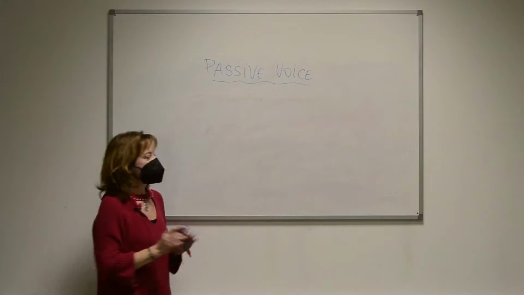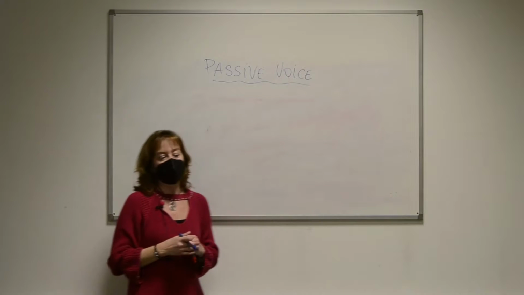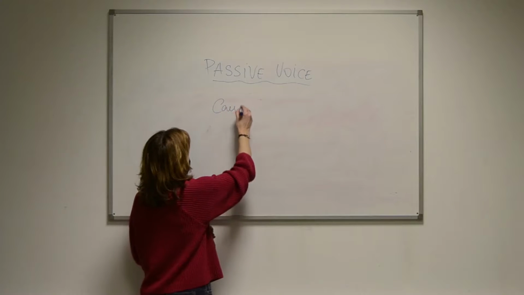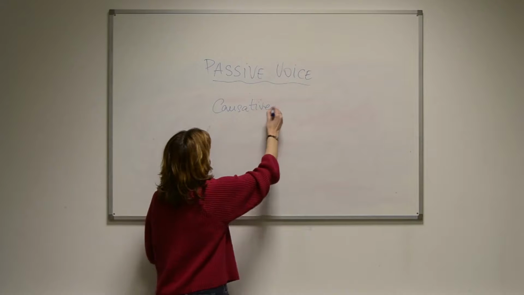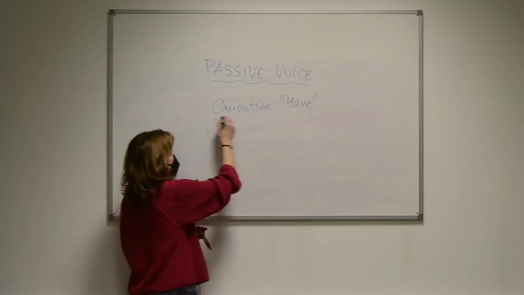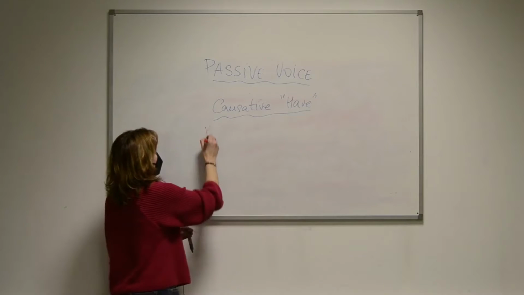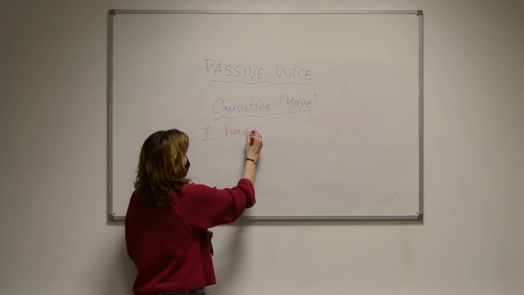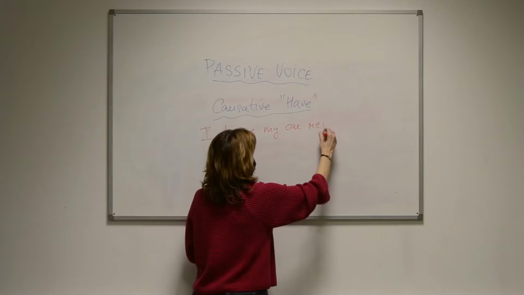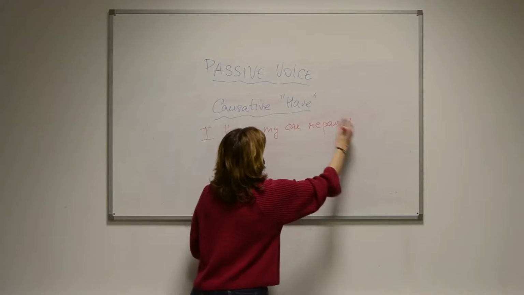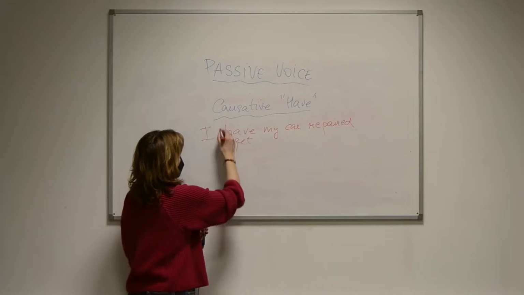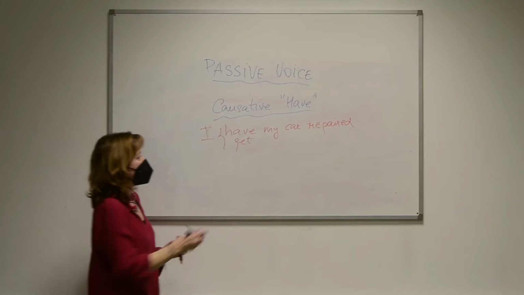Okay, and finally, the last thing I want to explain to you that should more or less relate to passive sentence is the causative have in English. For example, if we have these sentences, I have my car repaired. We can say I have or I get, both possibilities. Have or get. I have my car repaired.